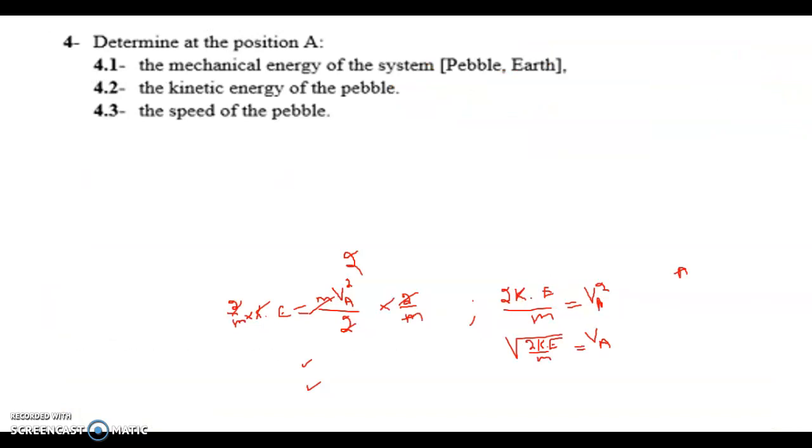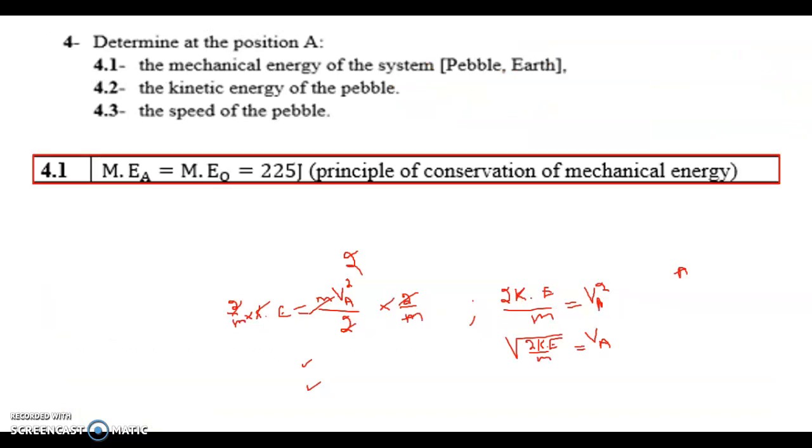Now determine at position A the mechanical energy of the system. You would think about it in two ways, either by saying mechanical energy at A is GPE at A plus kinetic energy at A. However, you don't have enough information. You don't have the speed at A to calculate the kinetic energy at A. That's why you have to find another way to solve this problem, which is simply by making use of the previous results. You know by now that the mechanical energy is conserved. So you can say that mechanical energy at A is equal to mechanical energy at O, which is equal to 225 joules, due to the principle of conservation of mechanical energy.